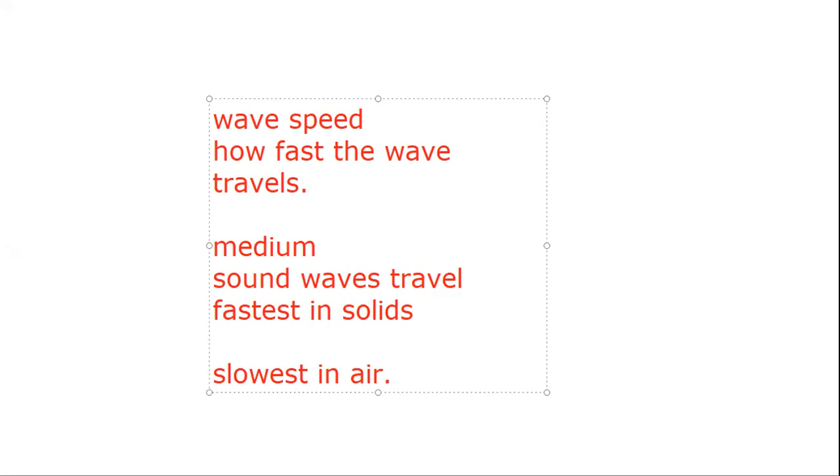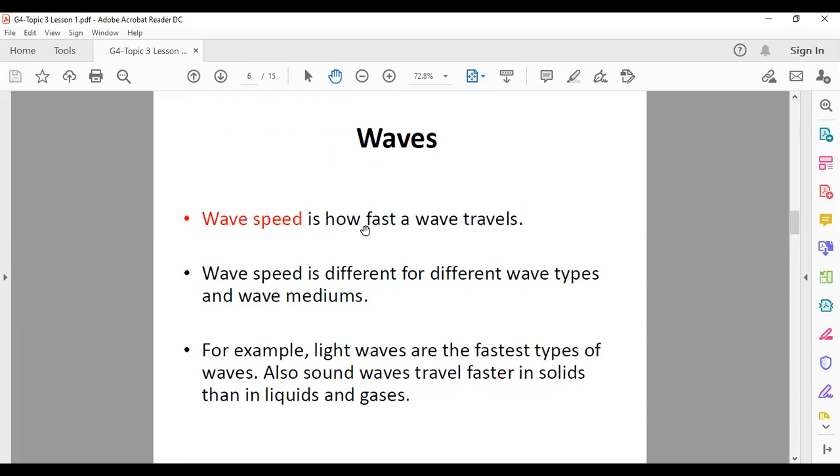As I told you at the beginning of this semester in topic one, if you remember that, the particles of matter in air or in gas are very far from each other. So for this reason, sound travels very slowly in air if we compare it to solids. This is the meaning of wave speed and how it differs. Wave speed is how fast a wave travels. It depends on the wave type and wave medium. For example, light waves are the fastest types of waves. Also, sound waves travel faster in solids than in liquids and gases.